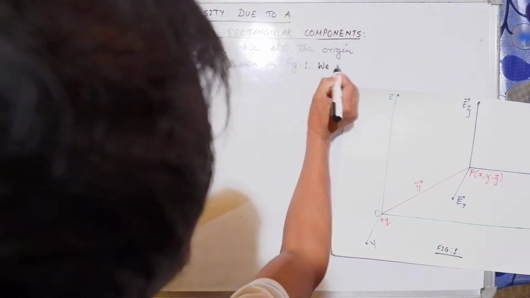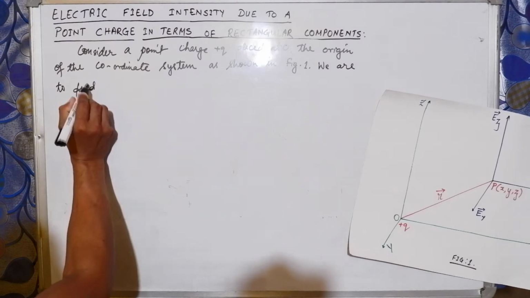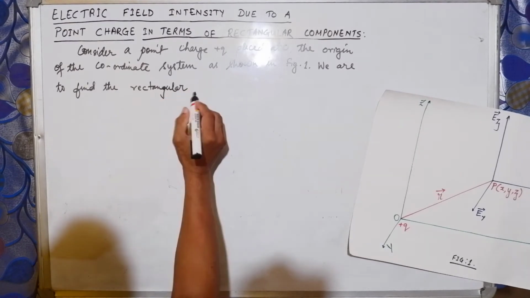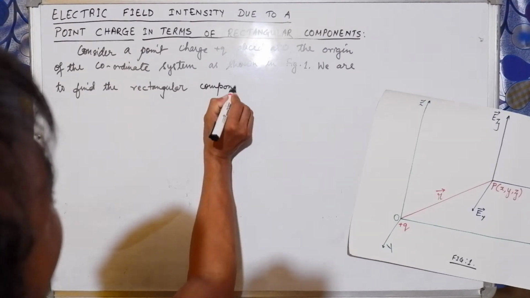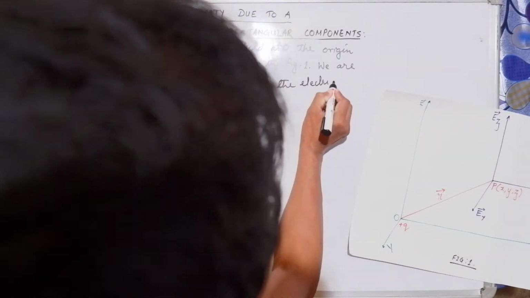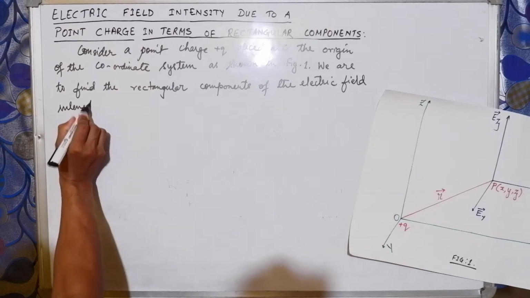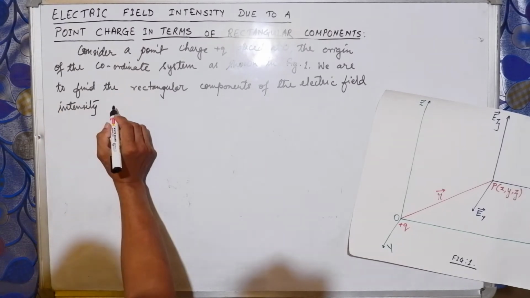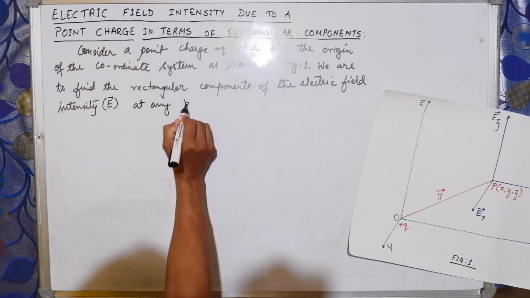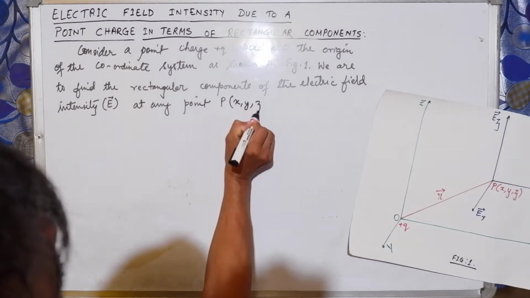What we want here is that we are to find the rectangular components of the electric field intensity E at any point P, let us say whose coordinates are x, y, and z.